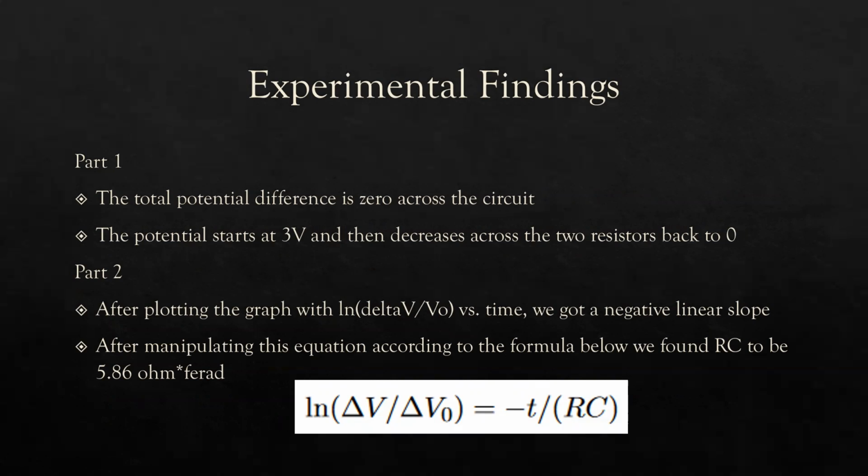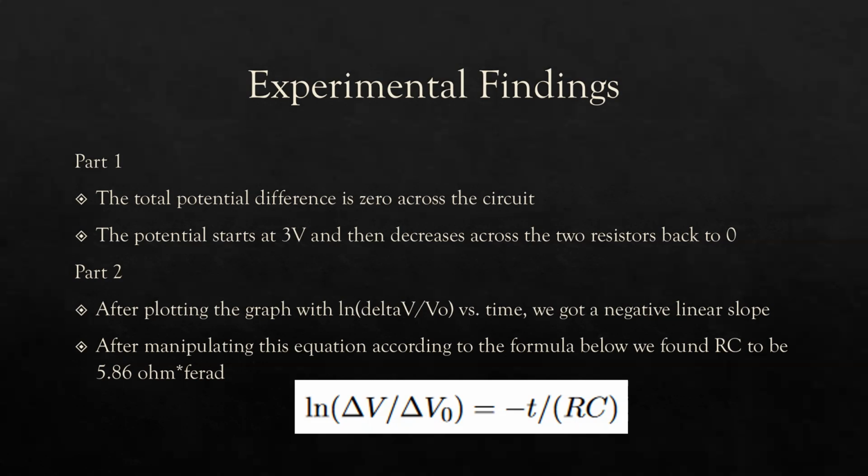The second part, I found after plotting the graph with the natural log of delta V over V naught versus time, I got a negative linear slope. And after manipulating this line of best fit according to the formula below, I found R times C, which is the resistance times the capacitance, to be 5.86 ohms times farads.